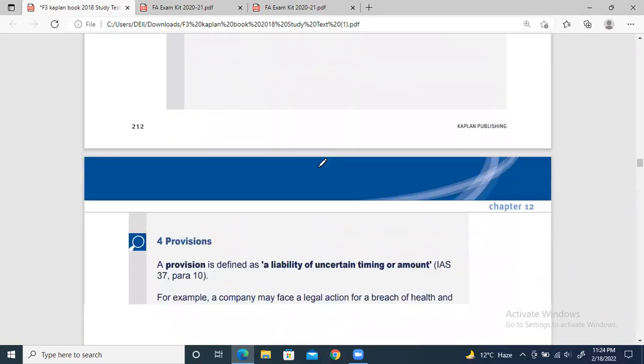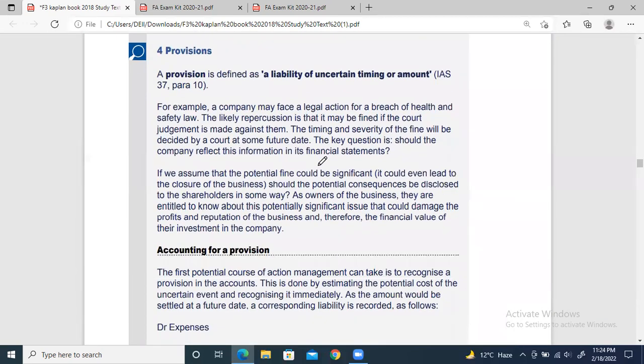Okay, so this is the normal credit purchase treatment that we have seen a lot of times in previous classes as well. Now the main topic for today is this one, which is called provisions, and this is going to be very interesting, and again it's a very easy to understand topic. Okay, so let's start. First of all, let's discuss the definition of provisions according to the official definition of IAS 37. Okay, so a provision is defined as a liability of uncertain timing or amount.